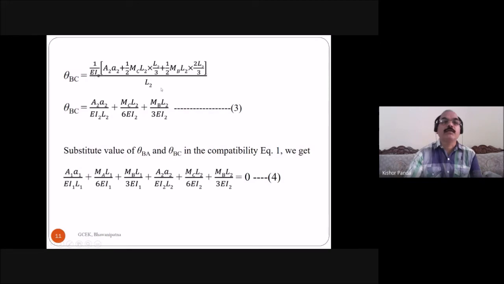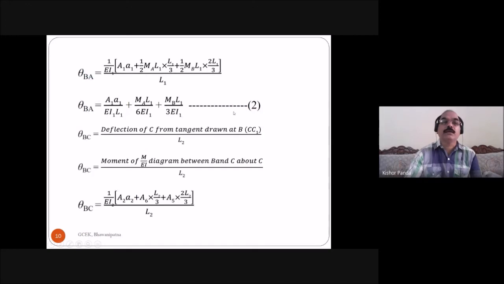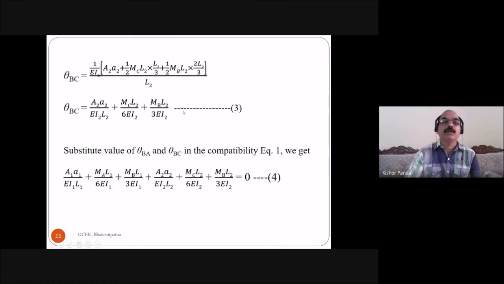divided by L2. Then after simplification, you will get theta BC is equal to A2 by EI2 L2 plus MC L2 by 6 EI2 plus MB L2 by 3 EI2. This is equation 3. But you know the compatibility equation, theta BA plus theta BC is equal to 0. So you put equation 2 and 3. This is equation 2 theta BA and this is equation 3 theta BC.